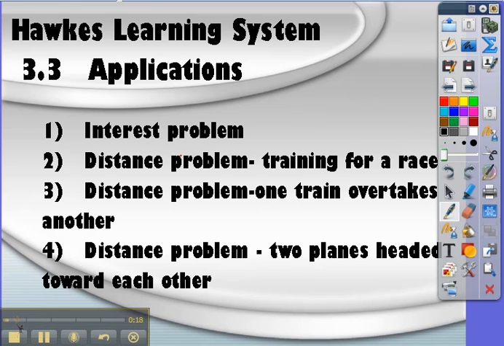I'm going to try one interest problem and then several distance problems because they tend to be a little bit different. I only have 5 minutes, so I'll have to break it up into different sections. To begin with, let's look at the interest problem.